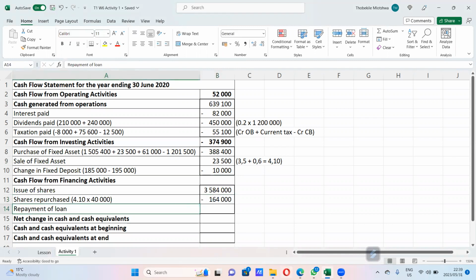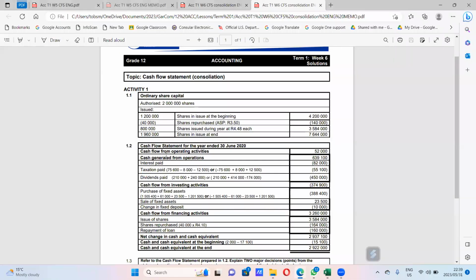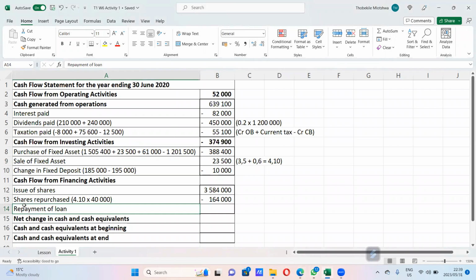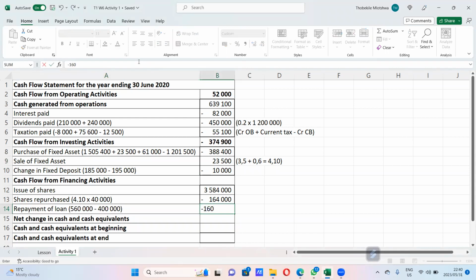Then for the repayment of loan, let's go to the loan. Where is the loan? Oh no, let's go to the question now. So the loan there went from 560 to 400, so it went down, meaning we paid off the difference, which is 160. So here it's going to be 560 minus 400, and because we paid off, it's a negative 160.